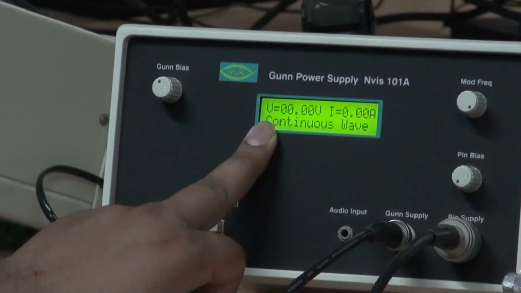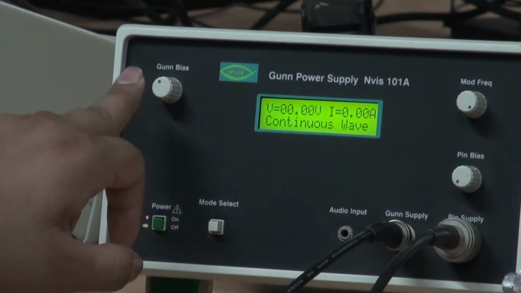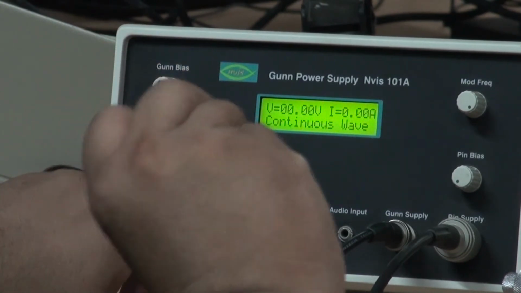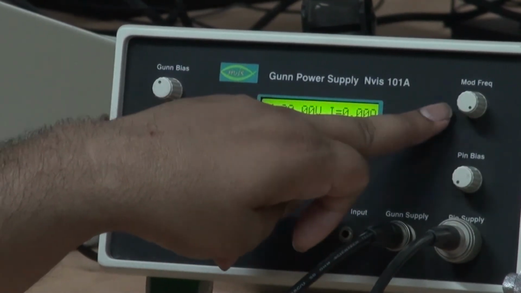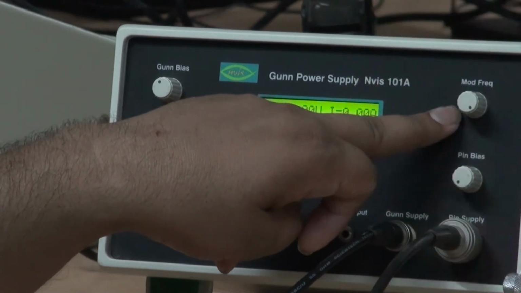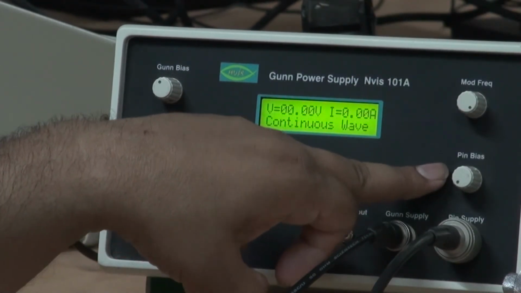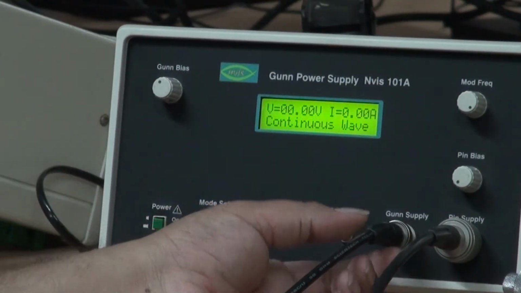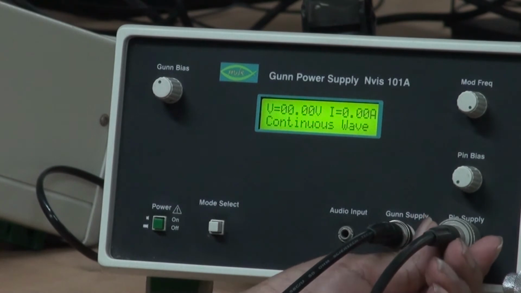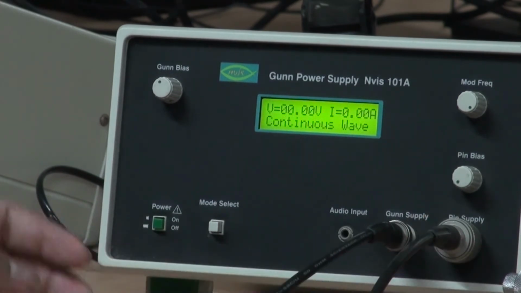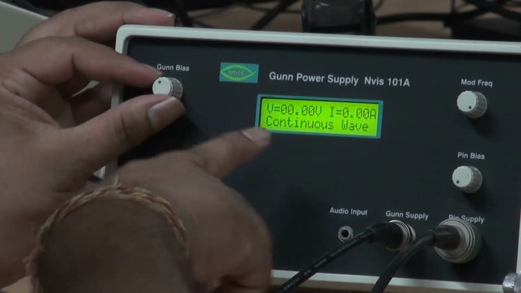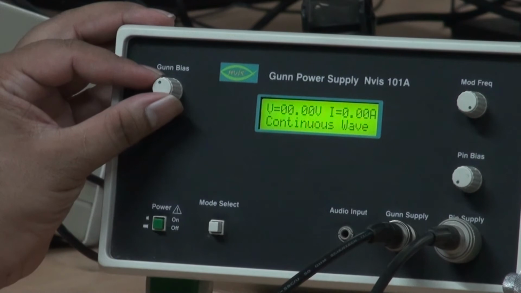In this case we will increase the voltage and correspondingly measure the current. The Gunn bias right now is in the anti-clockwise direction, and the mode frequency right now is in the fully clockwise position, and the PIN bias is also fully anti-clockwise. This is the Gunn supply output, and this one is the PIN supply output. Right now the voltage is 0 volt. I am increasing the voltage range.